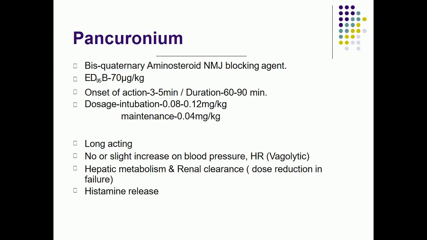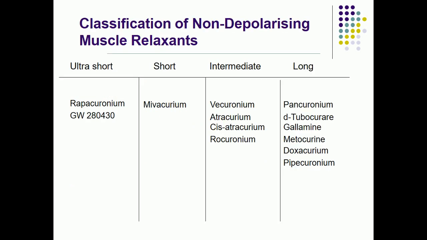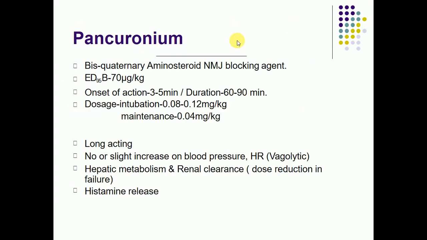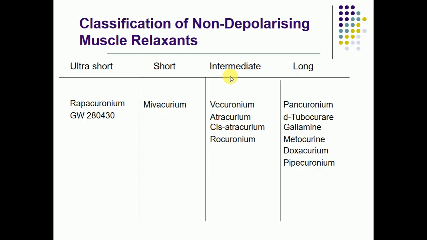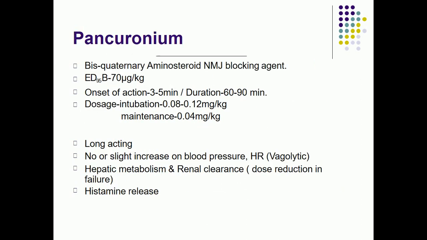Pancuronium is a bis-quaternary aminosteroid neuromuscular blocking agent, a non-depolarizing muscle relaxant. The effective dose ED95 is 70 microgram per kg body weight. The onset of action is 3 to 5 minutes. Its duration is 60 to 90 minutes. Dosage for intubation is 0.08 to 0.12 milligram per kg body weight. Its maintenance dose is 0.04 milligram per kg body weight.